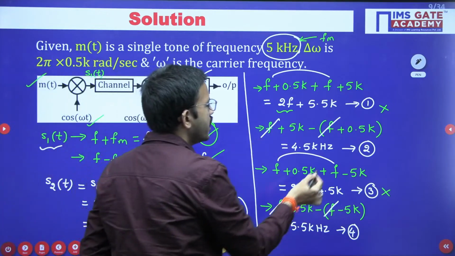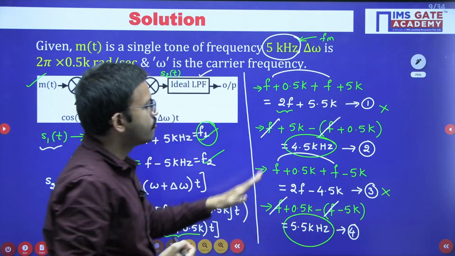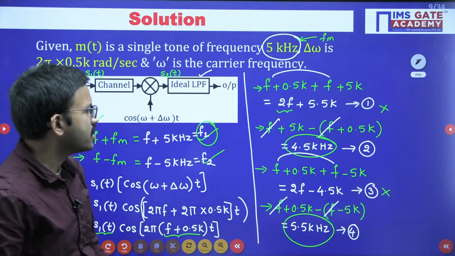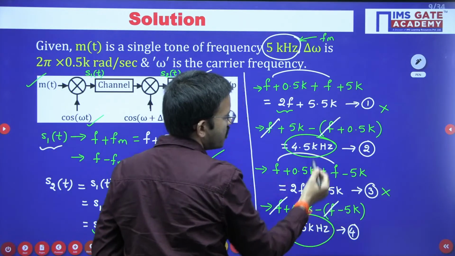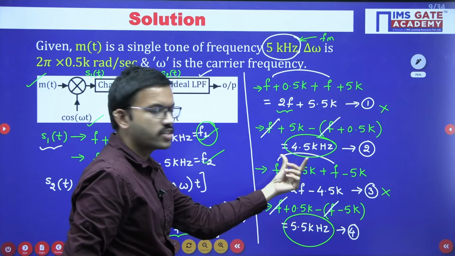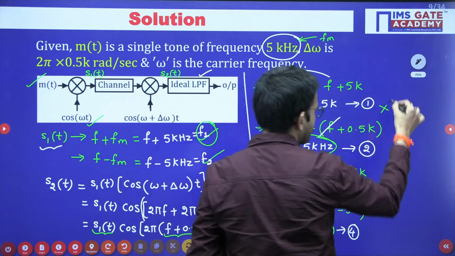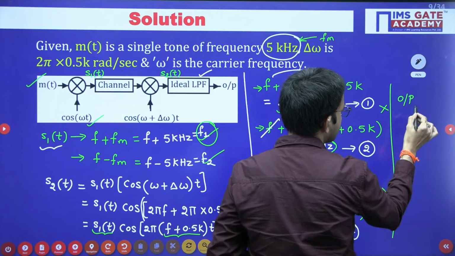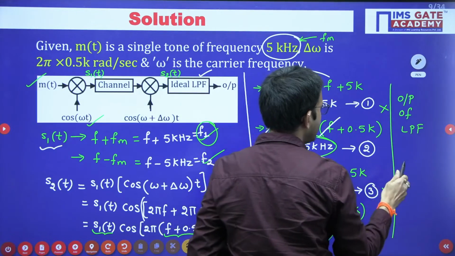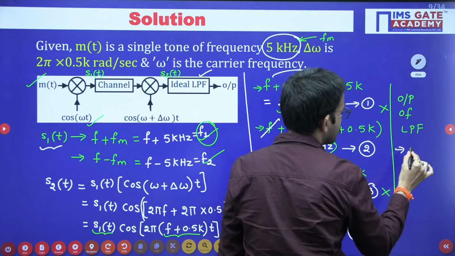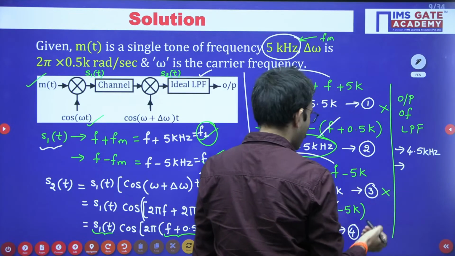Now you can observe here you are having 4.5 kHz, here you are having 5.5 kHz. So the low pass filter will pass these two frequencies. You are having them in the order of kilohertz, 4.5k and 5.5k. At the output of the low pass filter, you are getting two frequencies. One is 4.5 kilohertz, another one is 5.5 kilohertz.